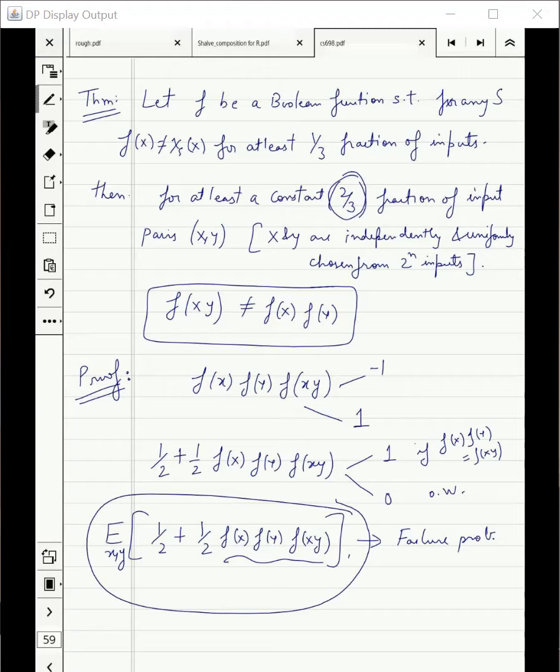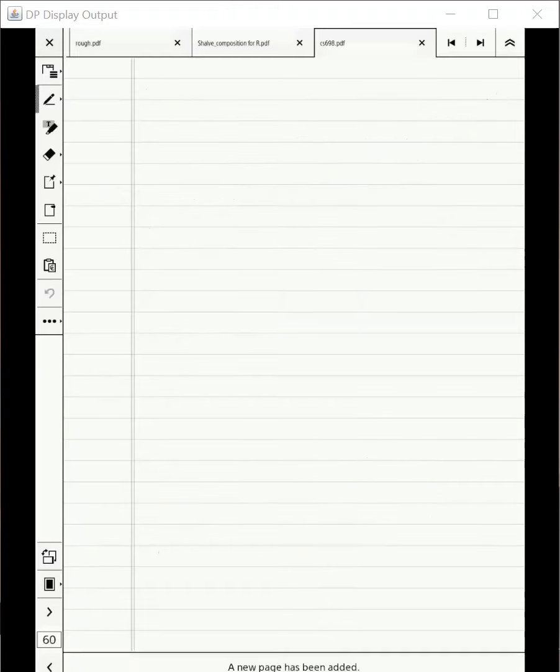Anindya, Vatsal, are we okay? Yes, sir. Okay. So let's do this. Let's calculate this.